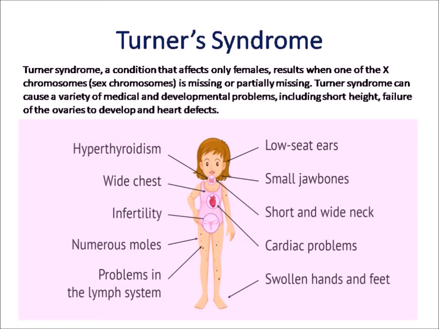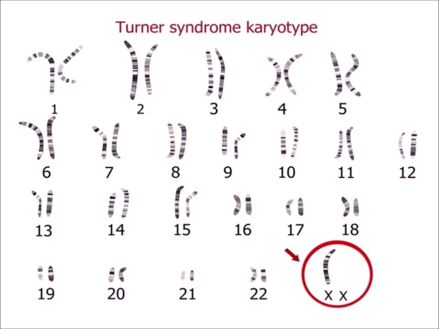Turner syndrome can cause a variety of medical and developmental problems, including short height, failure of the ovaries to develop, and heart defects. This figure shows various characteristic features of Turner syndrome like hypothyroidism, wide chest, infertility, numerous moles, problems in the lymph system, low-set ears, small jaw bones, short and wide neck, cardiac problems, swollen hands and feet, etc. The slide shows the Turner syndrome karyotype.